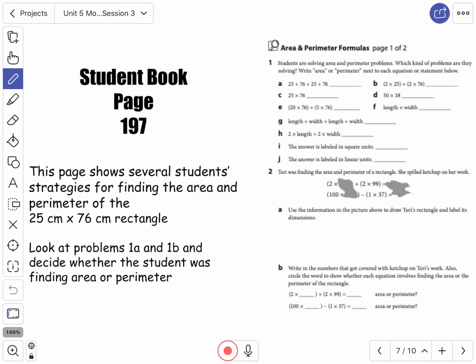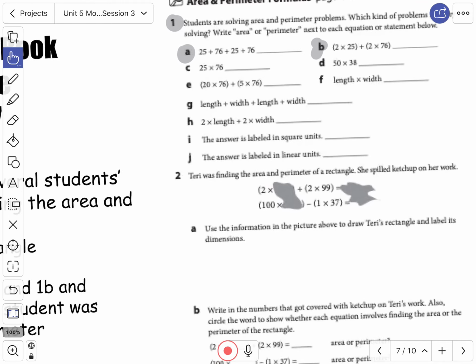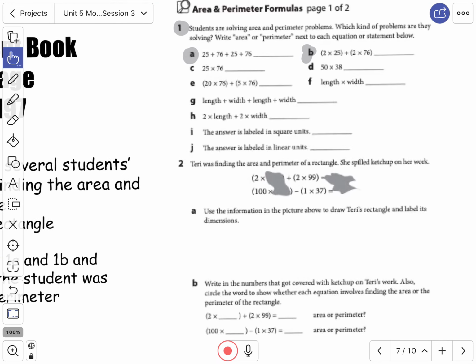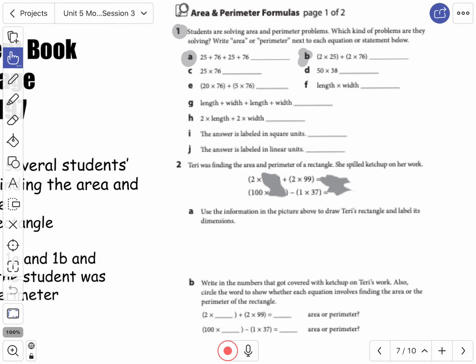All right, what I want you to do right now is open up your student book to page 197, okay? This page shows several students' strategies for finding the area and perimeter of that 25 centimeter by 76 centimeter rectangle that we just solved, okay? So I want you to look at problems 1A and 1B. I'm going to go ahead and zoom in here, and I'm going to solve a few of these with you, and then you're going to do the rest on your own.